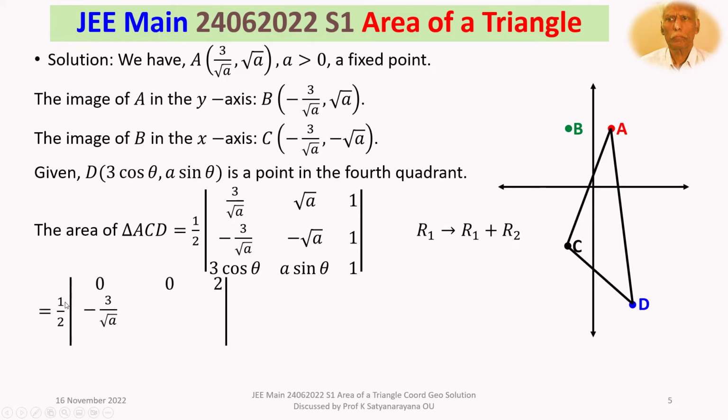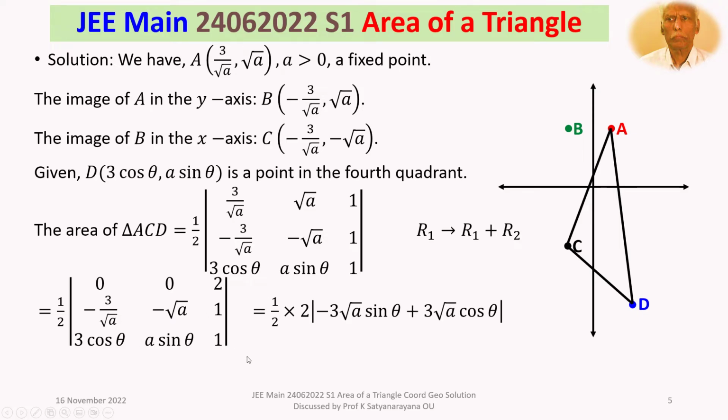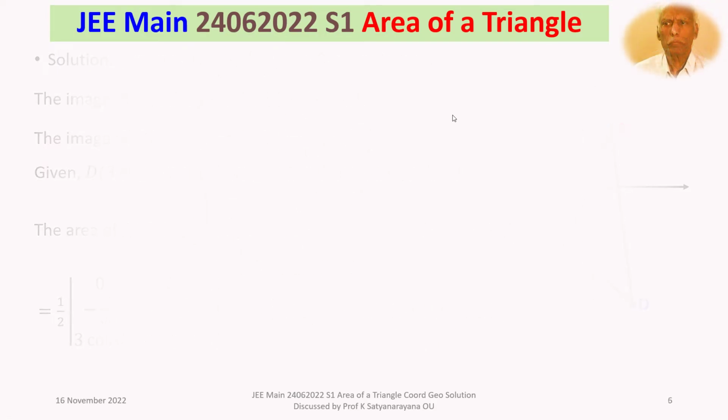So that will be equal to 1 by 2 times the determinant with first row 0, 0, 2, and the second and third rows remaining the same. Now, expanding this determinant by the first row, we get 2 into minus 3 root a into a sin theta, that is minus 3 root a sin theta, and minus into minus gives plus 3 root a cos theta. Because we are taking the area, we have to take the modulus, because it should be a positive quantity. So in the modulus we have written this. We continue in the next slide.